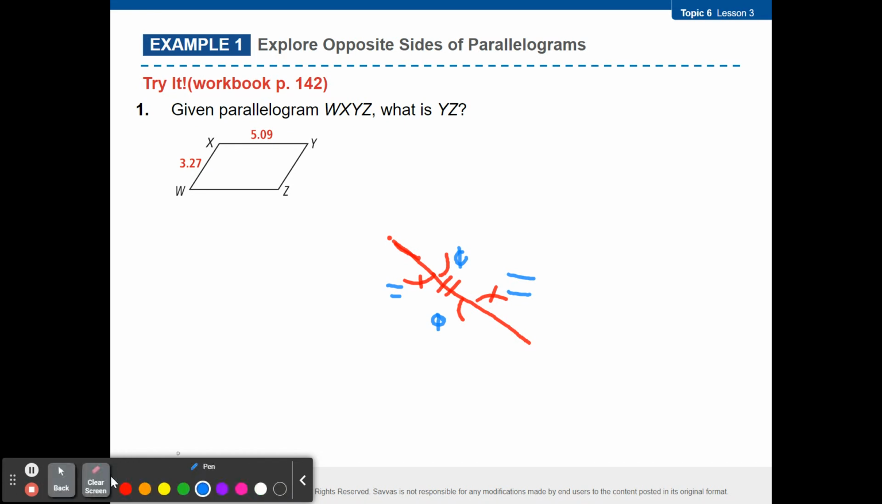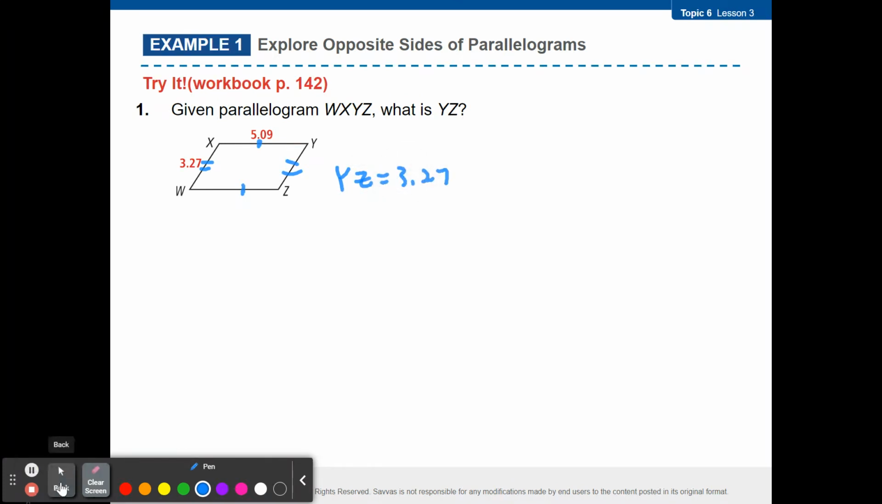All right, so let's take a look at example 1. It says, given parallelogram WXYZ, what is YZ? So in this case, this is actually pretty easy because remember, this is congruent with that, so that means YZ is just going to be 3.27, okay? Questions on example 1? Yes. Sure.